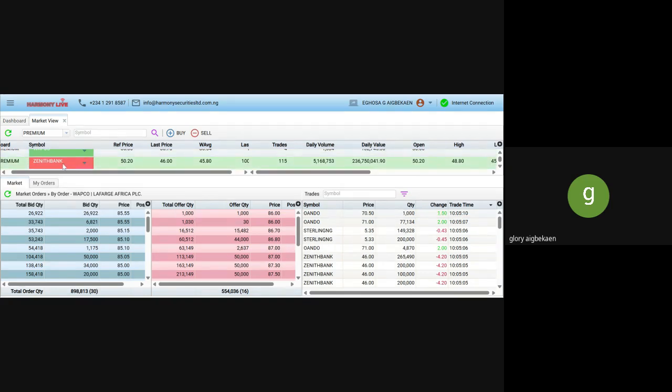Let's even look at Zenith. I have to check the dailies and see if there's anything happening to our banks. It appears all the banks are taking a hit this morning, all of them, including GTB and Stanbic.